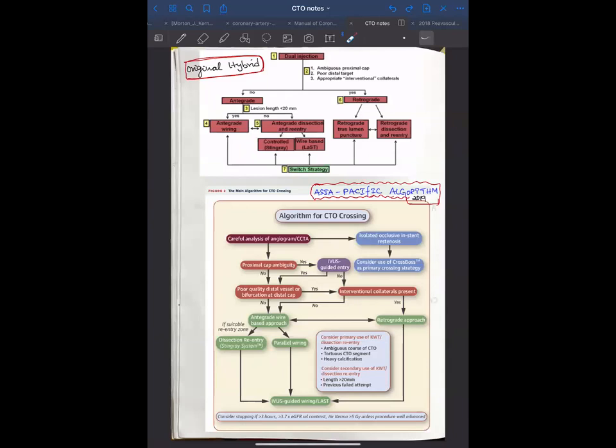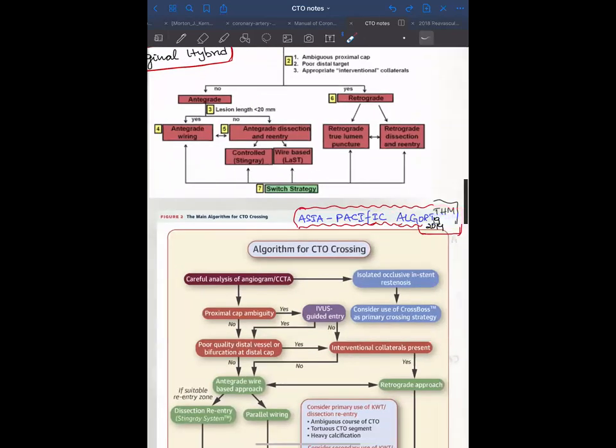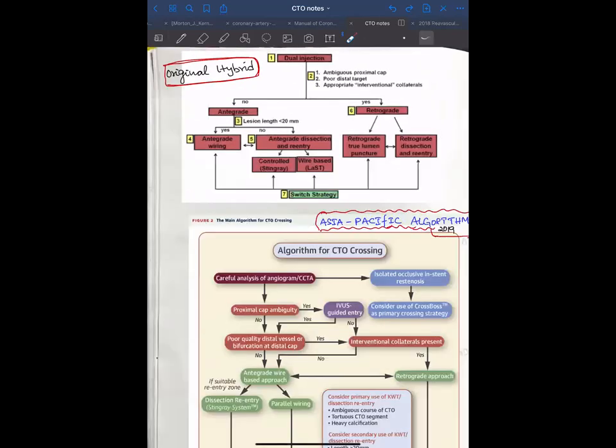So coming to the algorithm, now that we have learned all the techniques, what is called the hybrid algorithm? From here, it will be easy for you to understand. What we do in a hybrid algorithm is dual injection. First, we do a dual injection, like I mentioned, using those 4 cautionary things. If there is an ambiguous proximal cap, if there is a poor distal target, or if there are appropriate intervening collaterals, if all these 3 are present, then we choose a retrograde approach. In the retrograde, we can use various techniques, as I mentioned. If none of these are there, then we can proceed with the antegrade approach.